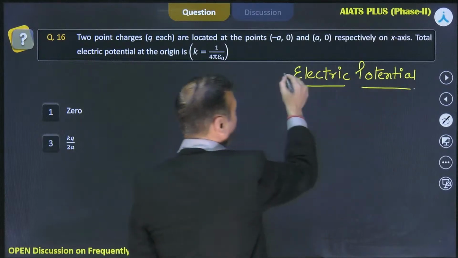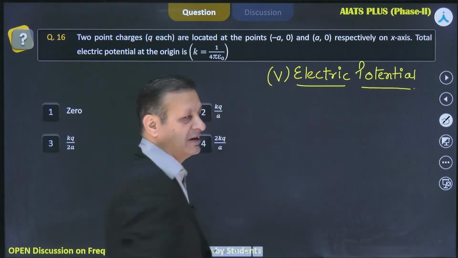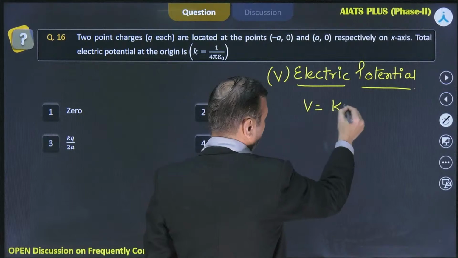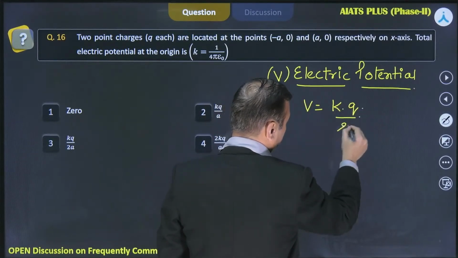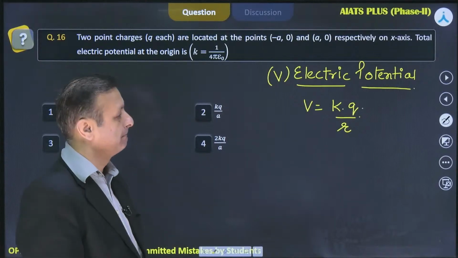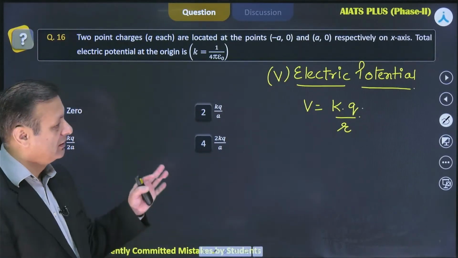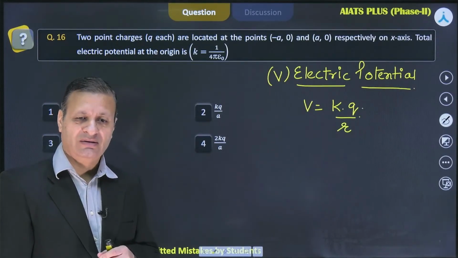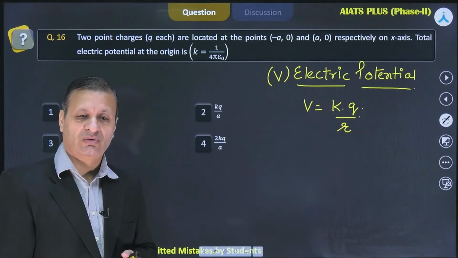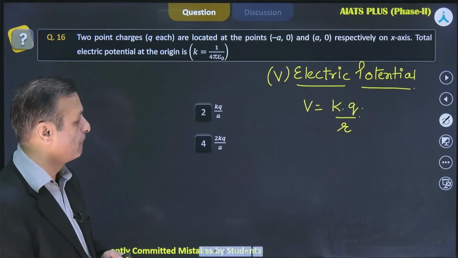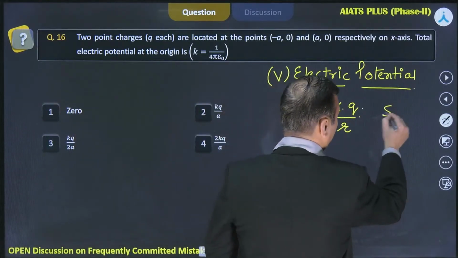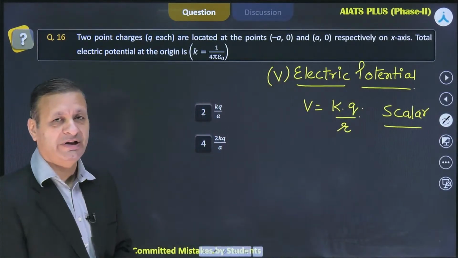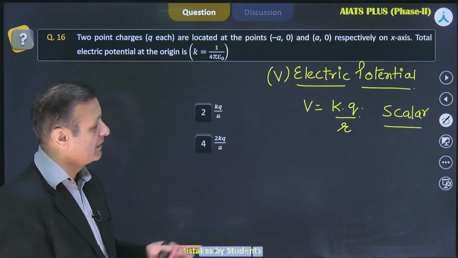We write electric potential as V, and for a point charge we simply put the formula for the electric potential as kq by r. Is this a scalar or a vector physical quantity? Anyone? Okay, so this is a scalar physical quantity. An important point to be noted here is that this is a scalar physical quantity.